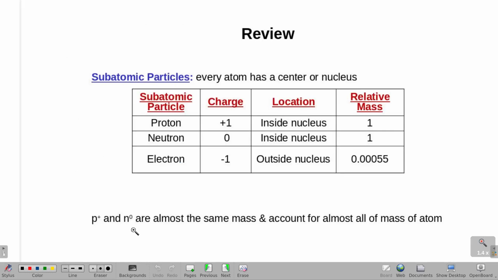Alright, now, a little bit of history. We've seen this before. Our subatomic particles in the chemistry world are protons, neutrons, and electrons. We have their rough charges, their locations, and their relative masses. Protons and neutrons are not exactly the same mass, but they're both close enough to 1. It's like 1.007 for the proton, 1.008 for the neutron. So there is a slight difference, but it's not substantial. And the electrons make up almost no mass.